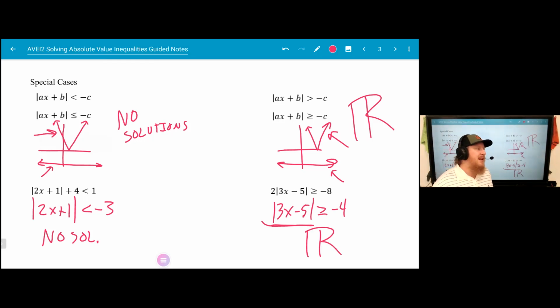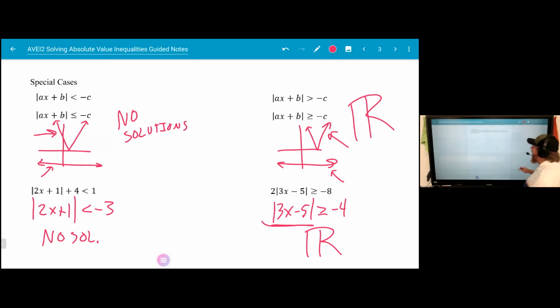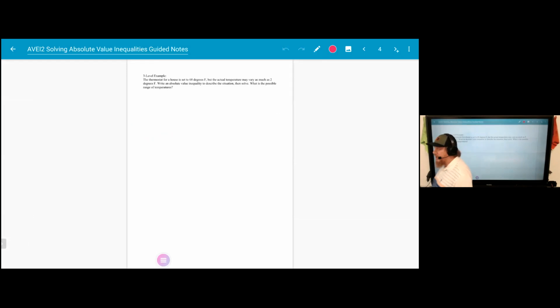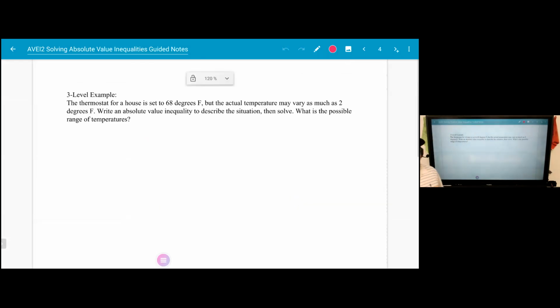Now, it wouldn't be a guided notes with Mr. Brayman without doing a word problem. And let's go ahead and look at this kind of word problem. You're going to notice that they're very similar to what we did before. And you'd be correct. They are very similar to what we did before. These are, again, 3-level examples. The difference is inequality symbols, right?